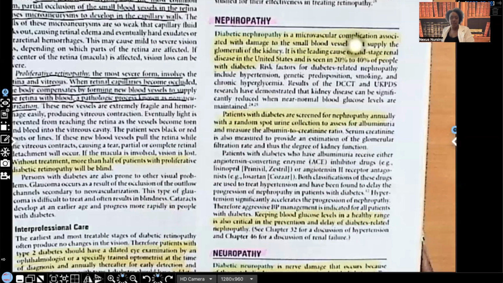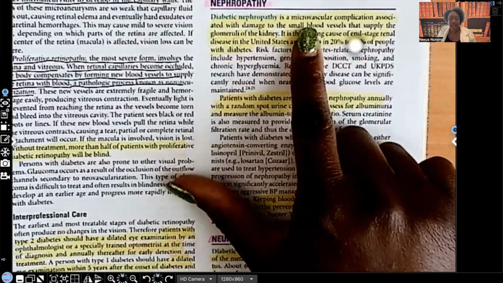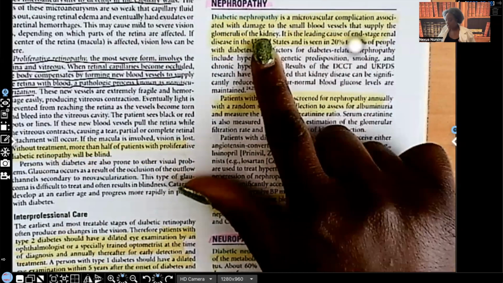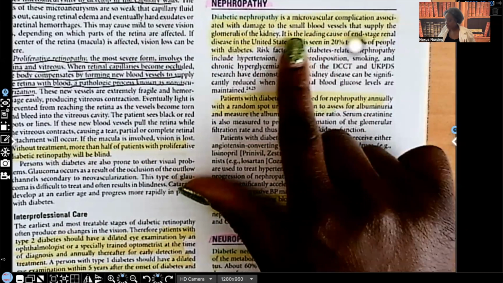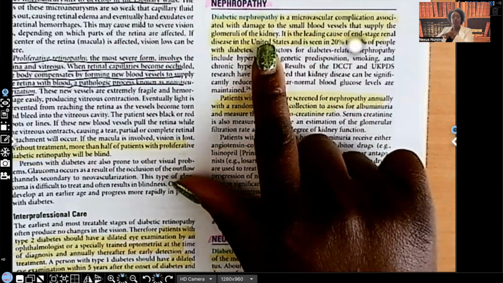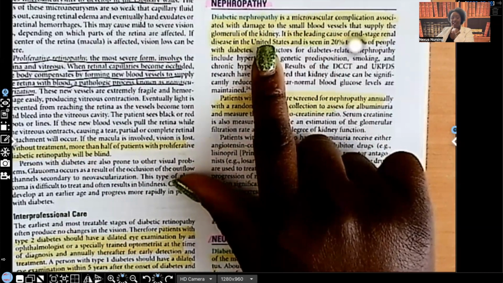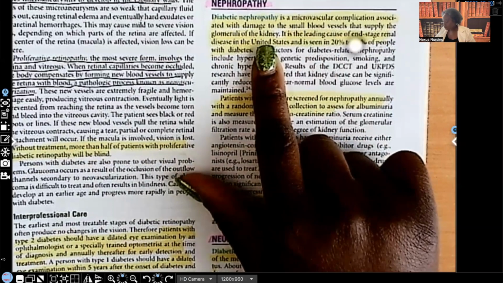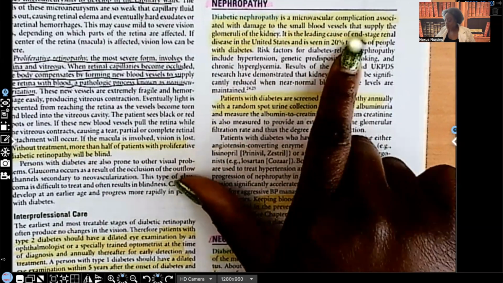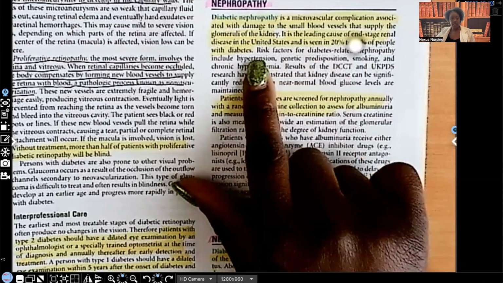Let's talk about nephropathy, we're talking about the kidneys. Diabetic nephropathy is a microvascular complication associated with damage to the small vessels that supply the glomeruli of the kidney. Let's stop right there. This is the third time I'm seeing them letting me know that with diabetic nephropathy, this is a microvascular and not a macrovascular complication. You need to know the difference. It's a leading cause of end-stage renal disease in the US, and it's seen in 20 to 40% of people with diabetes.